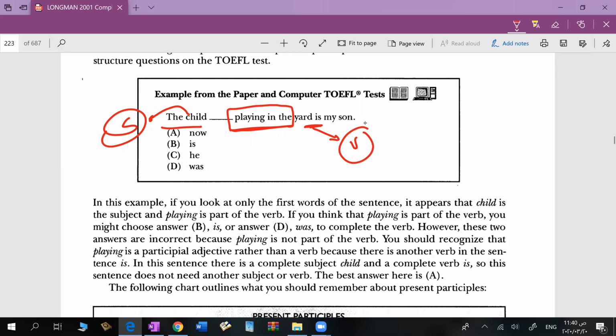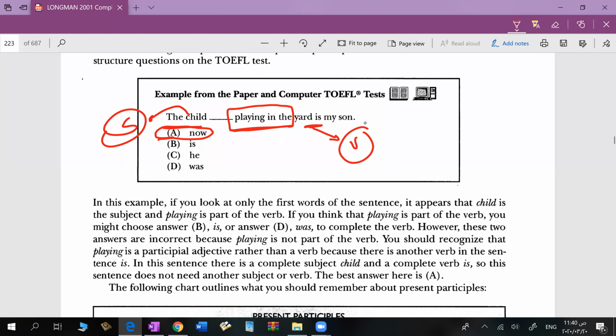Nothing. We need nothing. We cannot say, for example, "the child is playing in the yard is my son," because then we would have two verbs and we cannot have two verbs. We cannot say "the child he is playing," because it would be two subjects. We cannot say "the child was playing is my son," because this is again two verbs. But we can say "the child now playing," because "now" is not a subject, it's not a verb, it's actually nothing, just to denote time. So here we can have only "now."